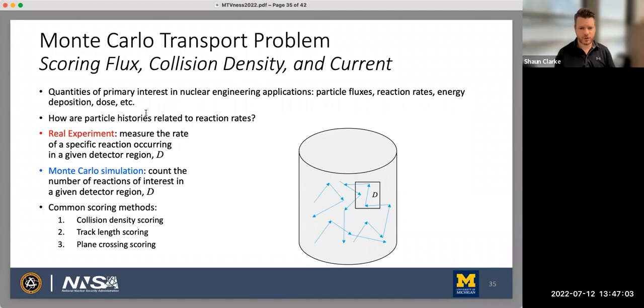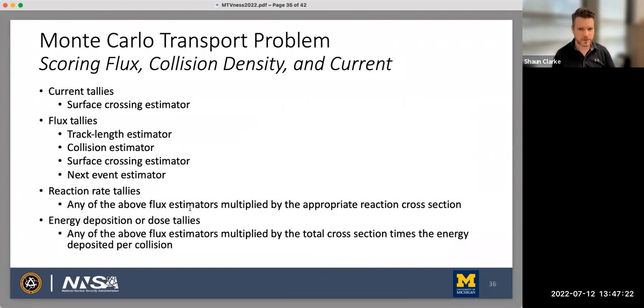So I want to just show you the three common scoring methods that are used in Monte Carlo calculations and how they can be used to count up the quantities of interest. So the three scoring methods are here at the bottom: collision density scoring, track length scoring, and surface crossing or plane crossing scoring.